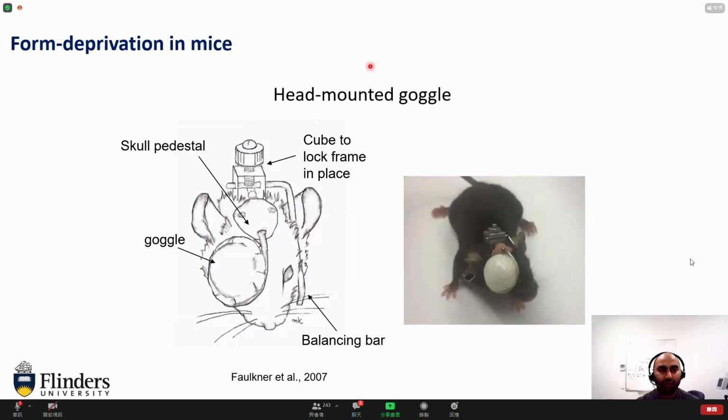This is the form deprivation we do. There is a head pedestal, and from the head pedestal you can see that there is a goggle that is attached to the right eye. The good thing about the head pedestal is that it can be easily removed so that it allows us to do those weekly measurements very quickly.